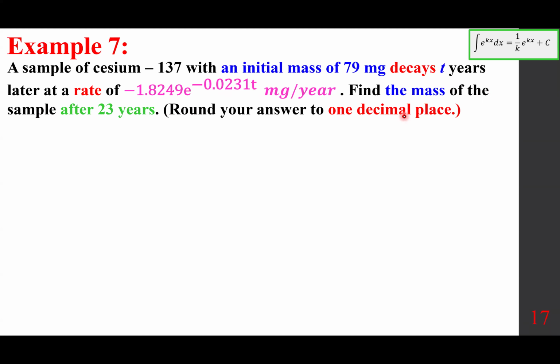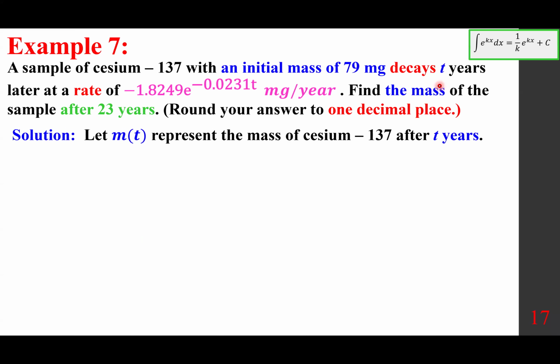So let's see what's given. We have the initial mass. We had the rate, which means the derivative, and we want to find the mass. So the very first thing we are going to do, we are going to define the mass as m of t. So we're going to say, let m of t represent the mass of cesium-137 after t years. So that's the first thing.